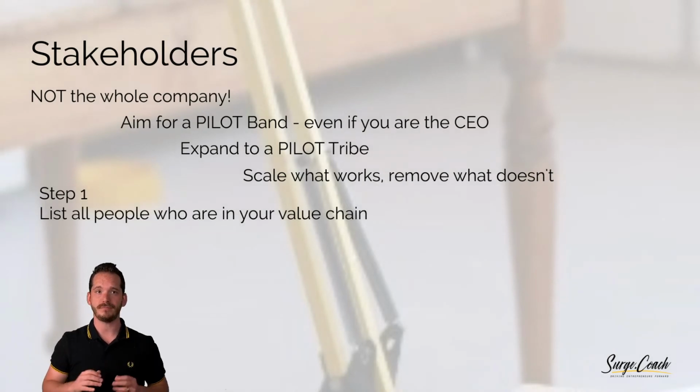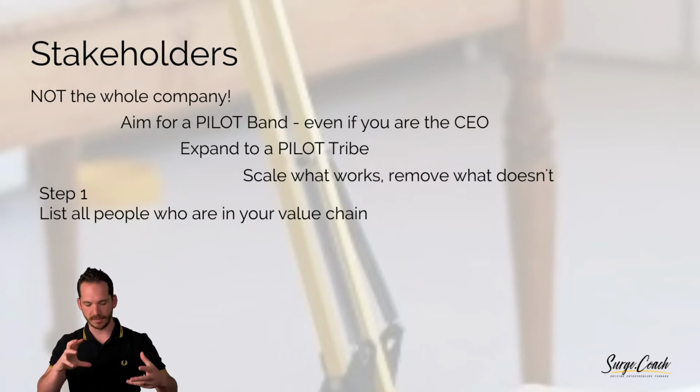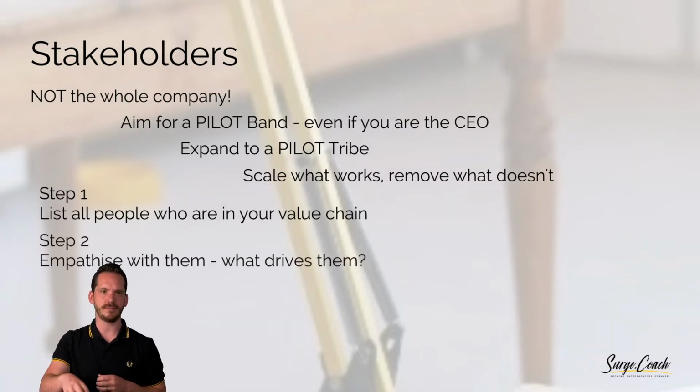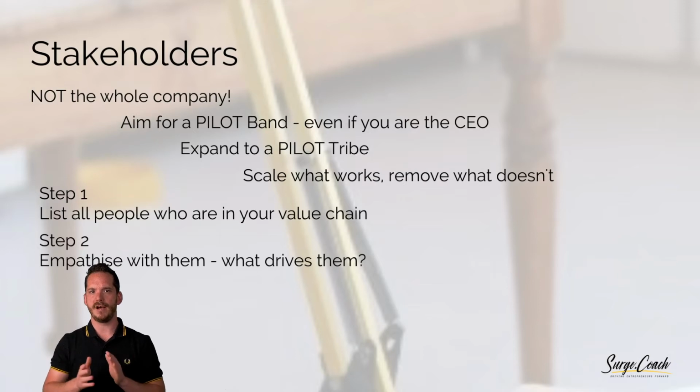So step 1, list all the people in your value chain. Just start with the value chain. Have a look at the value chain. It's a good thing to actually look at all the partners as well, and whether or not there's any people who influence those partners. Step 2, empathize with them all.